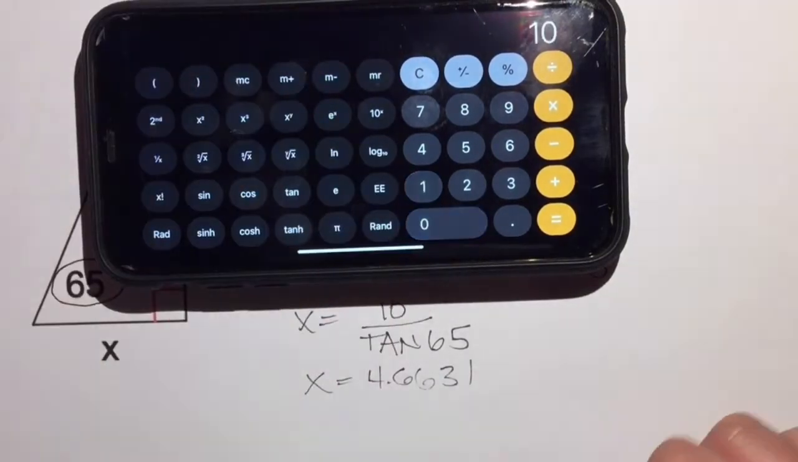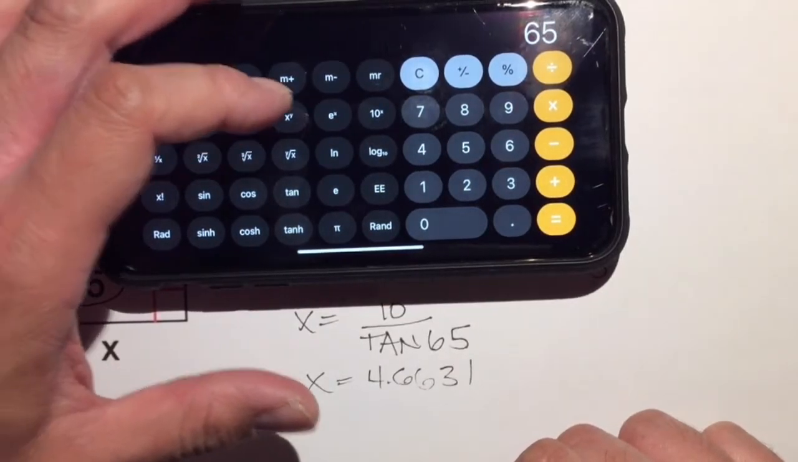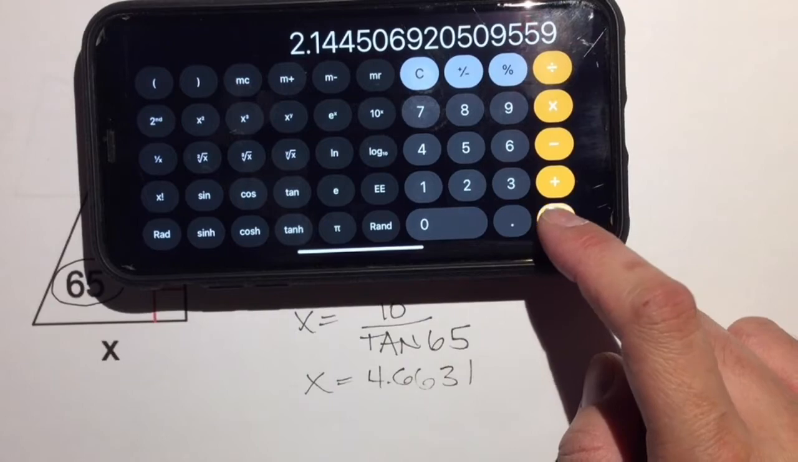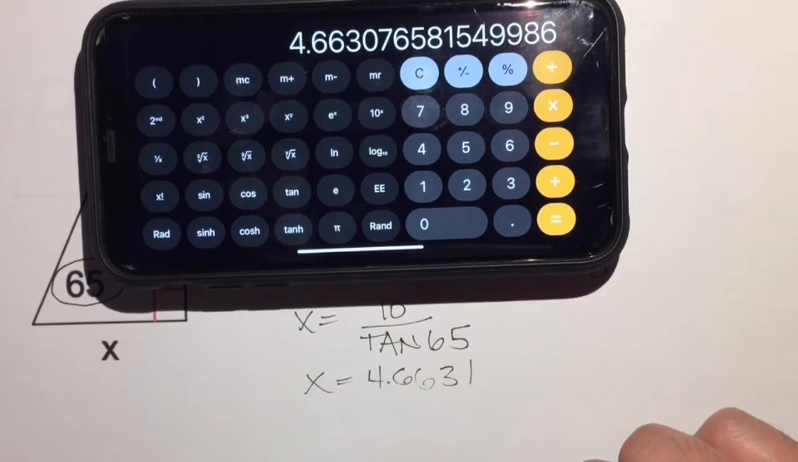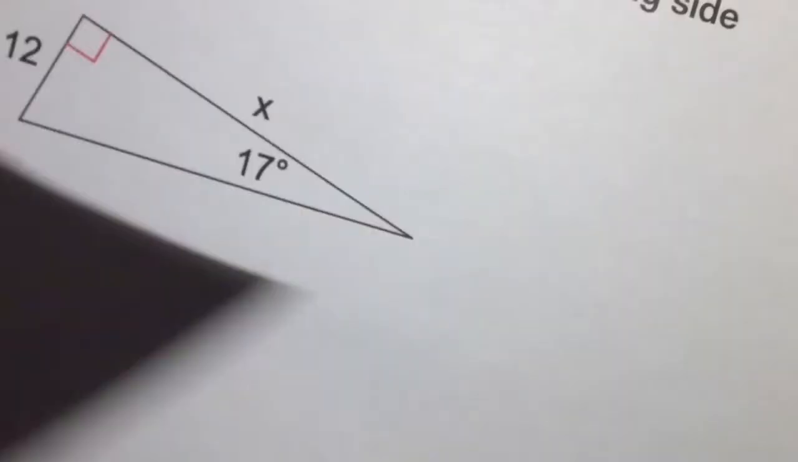So 10 divided by 65 tangent, and you press equal. 4.6630. All right. Yeah, look at that. Okay, and last one.